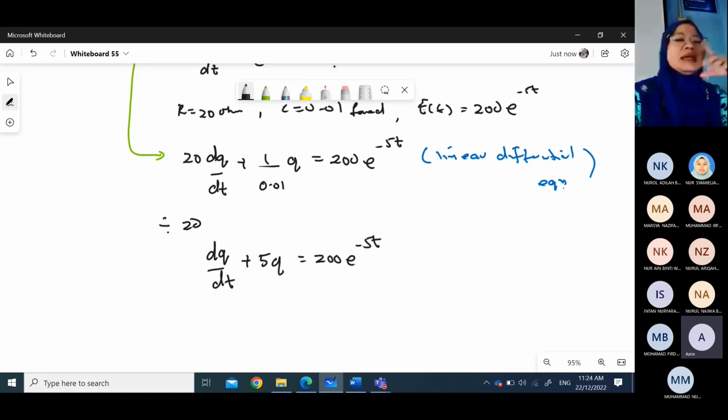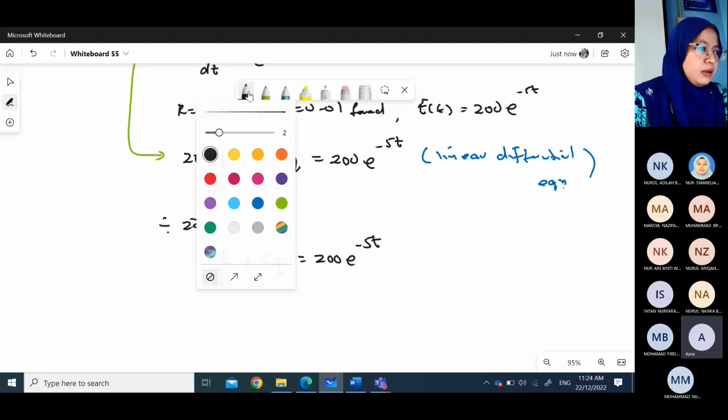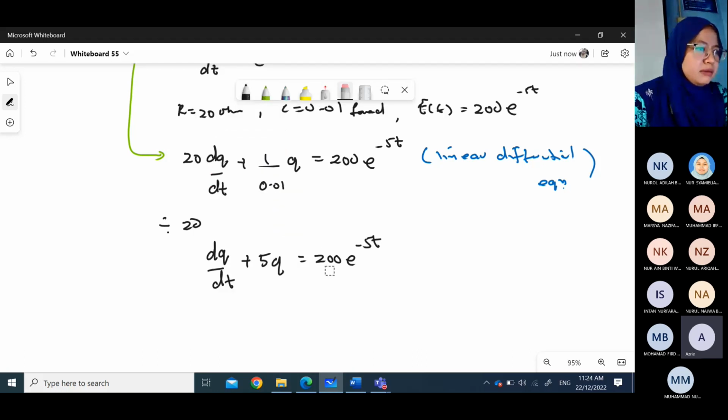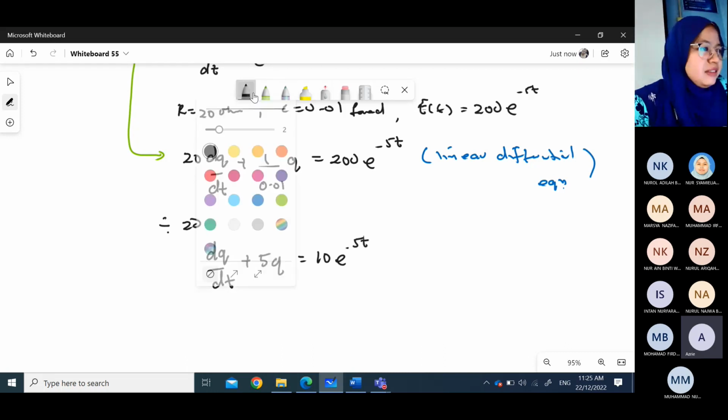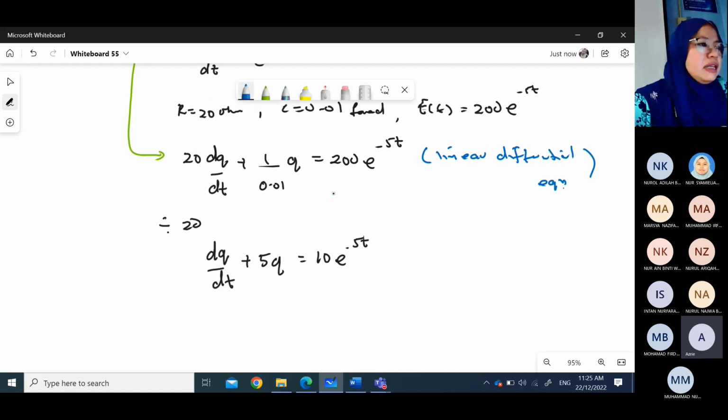Okay, so here we need to find, kita question apa? Yang tak payah bahagi. 200 kepala. Semua bahagi dengan 20. 10 exponent negative 5. Okay, so ni you kena cari integrating factor. So first we need to find integrating factor.